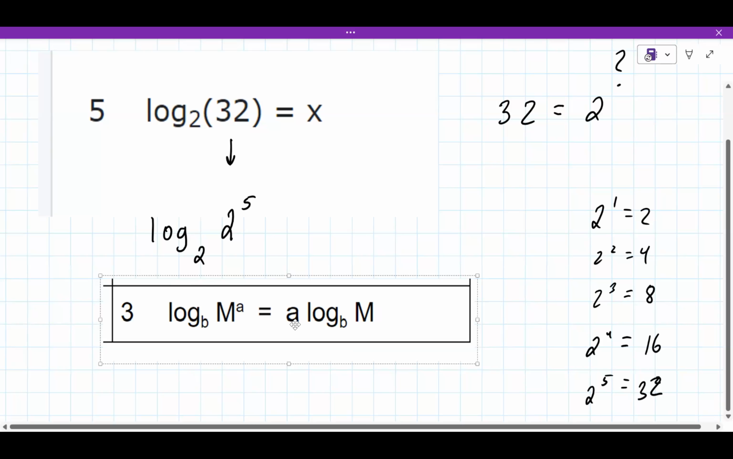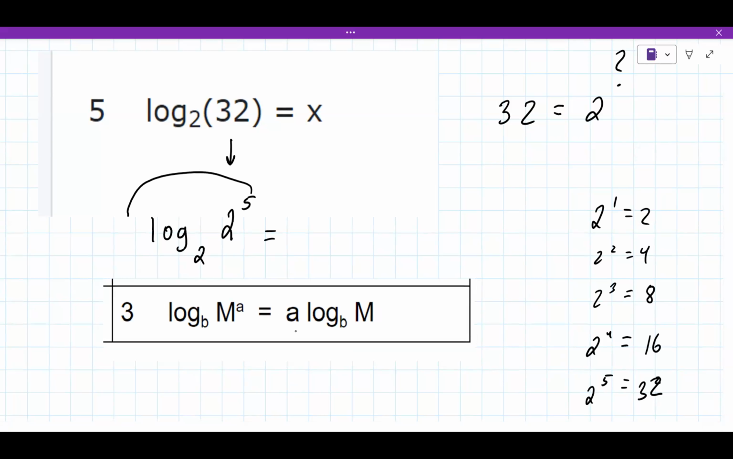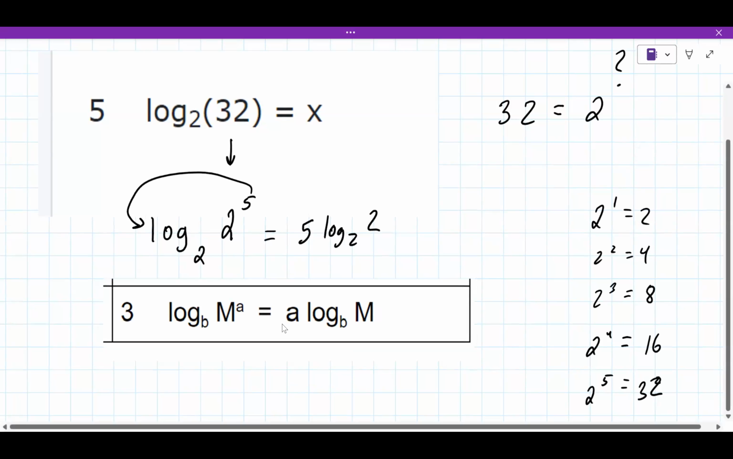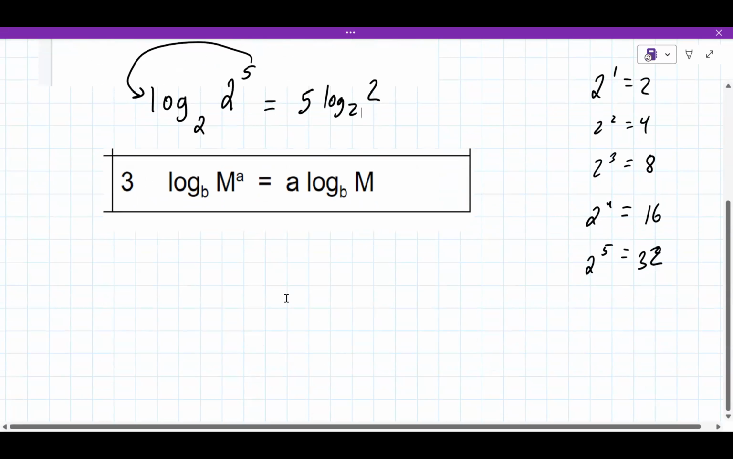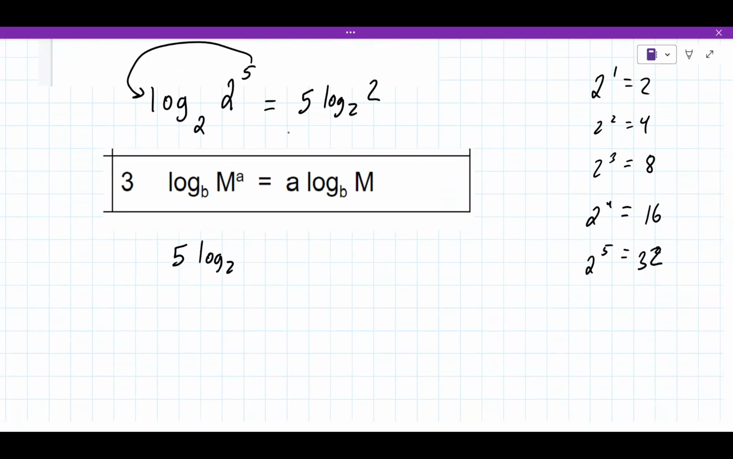The A goes to the other side, to the exponent. It goes in front, so it comes out in front here. 5 times log base 2 of 2. So in your problem, A is 5. So that exponent becomes the number in front, the coefficient. Is that clear? Yes. Okay, so this is 5 log base 2 of 2. Log base 2 of 2 is 1. So this becomes 5 times 1, or 5.